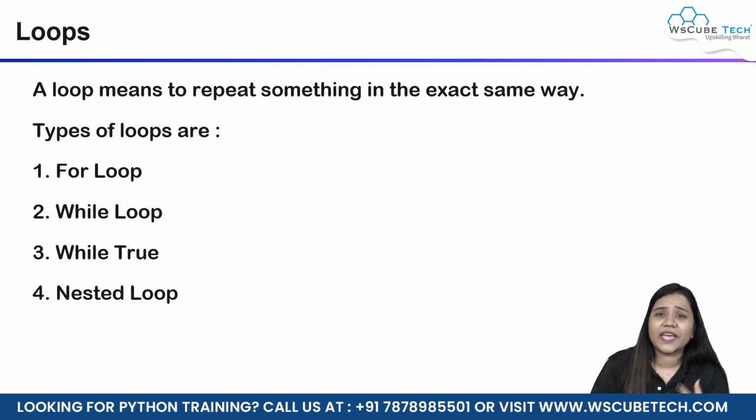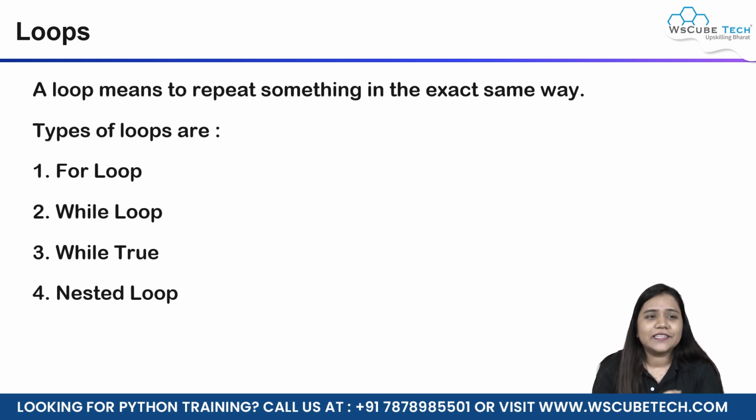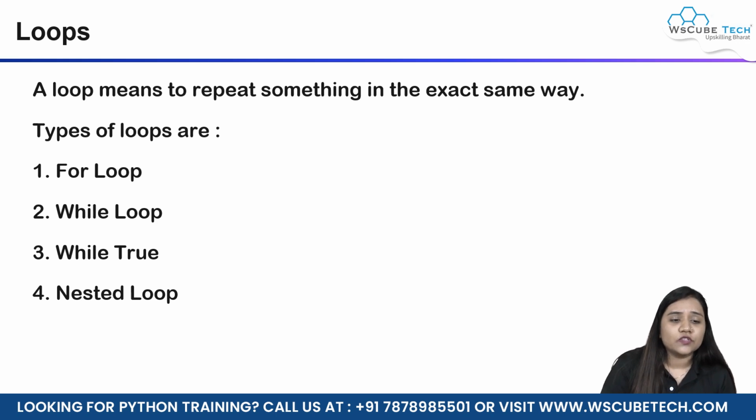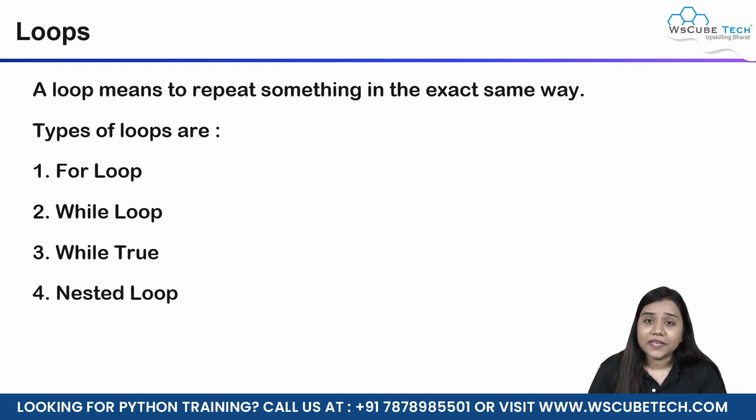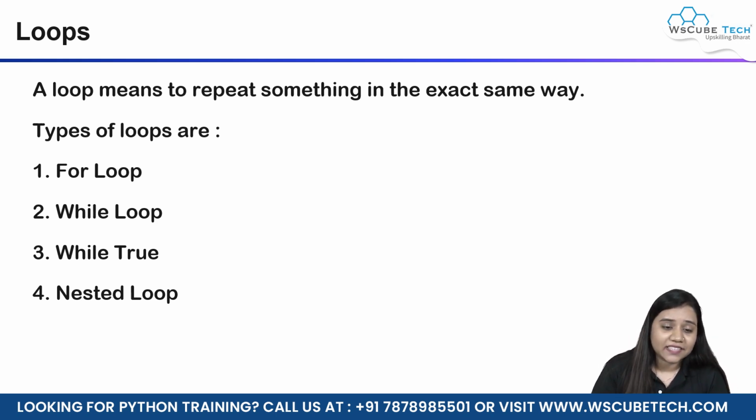Let's say you want to exercise, right? And a person tells you that you have to do some push-ups 10 times. So what you will be doing is repeating the exact same step, the exact same method, 10 times, right? Same thing is over here. Loop means to repeat something in the exact same way.